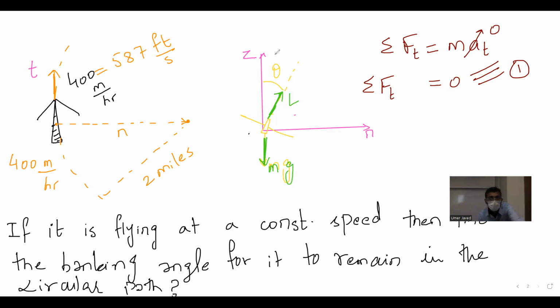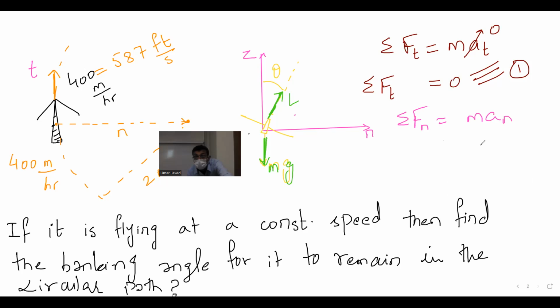I have to proceed. The other equation is summation of forces in the normal direction is equal to m a_n. And then I will have this as m v square over rho. And the summation of forces in the normal direction is L sine theta, lift sine theta. This is my nice and beautiful equation 2.